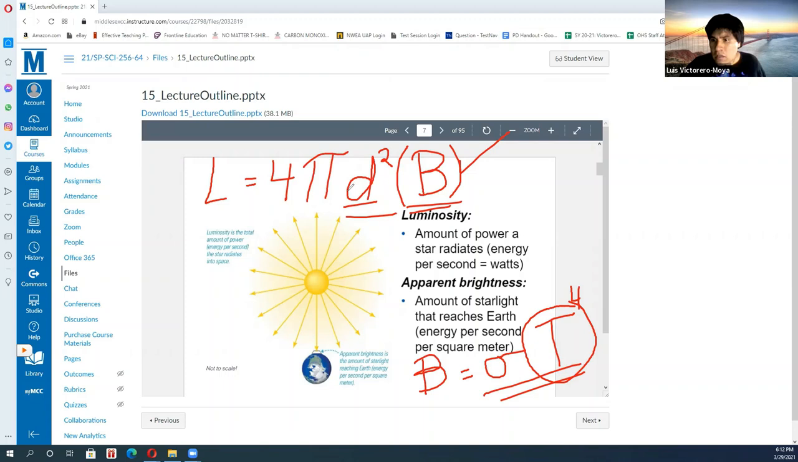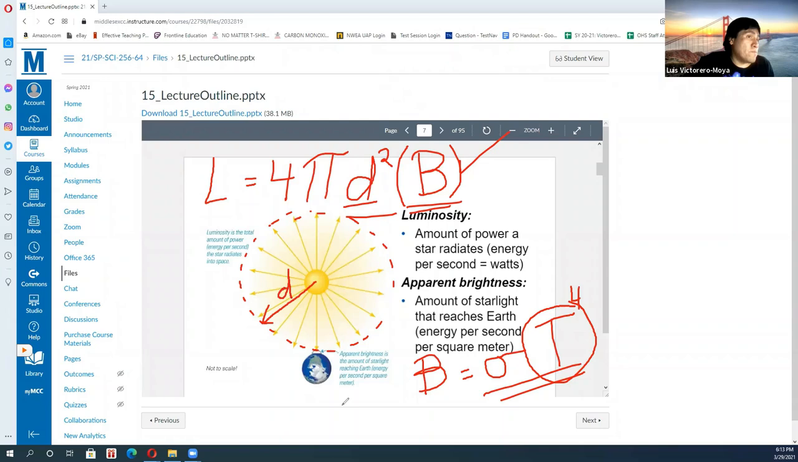Okay, so where does this 4 pi d squared come from? Basically what you do is you see these lines in here, you can trace a sphere. And this sphere has the radius of the distance. So this is your distance here, which in the case of the Earth and the Sun is 1 AU.